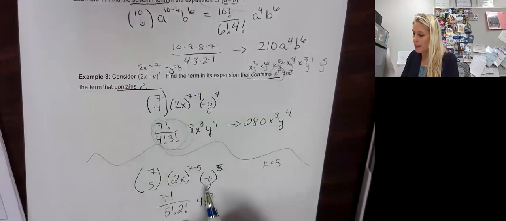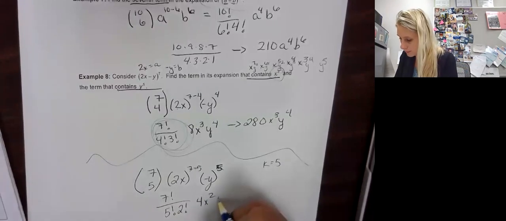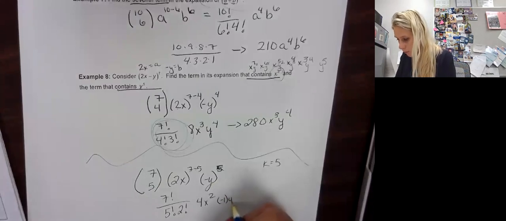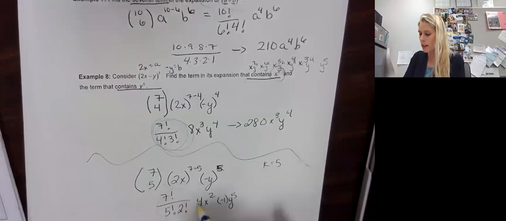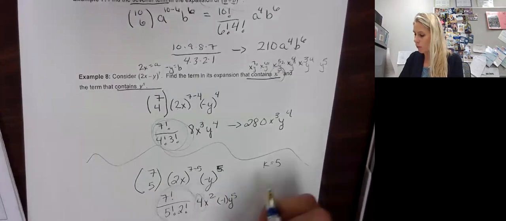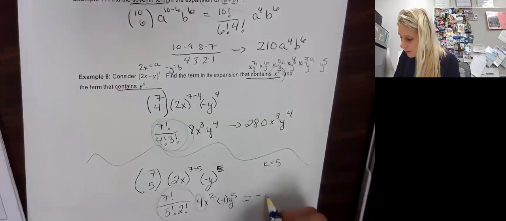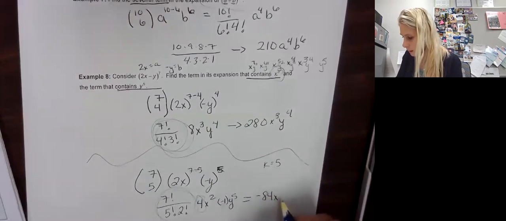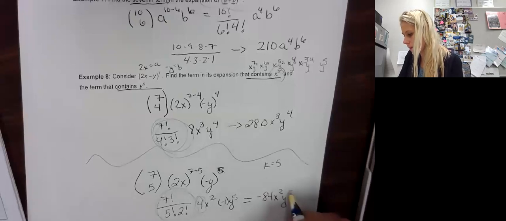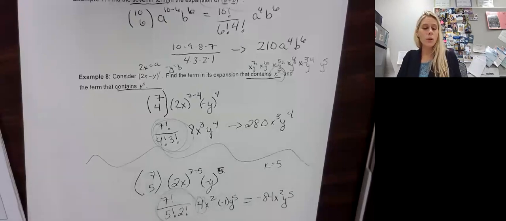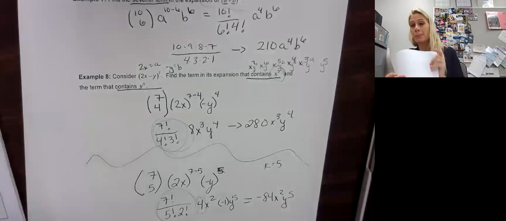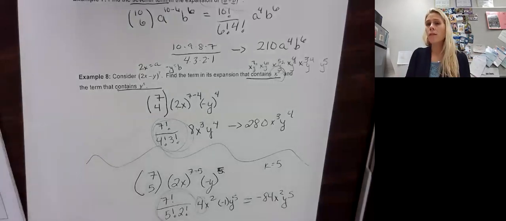Now something to keep in mind here is negative 1 to the 5th is negative 1. And then we have y to the 5th. So when you calculate all this out, remember that you're calculating our binomial coefficient times 4 times negative 1. And when we do that, we get negative 84 x squared y to the 5th. So what's great about this is you guys can choose to use the binomial theorem, or you can do binomial expansion by Pascal's triangle. You got to figure out what best fits you. And we are done.